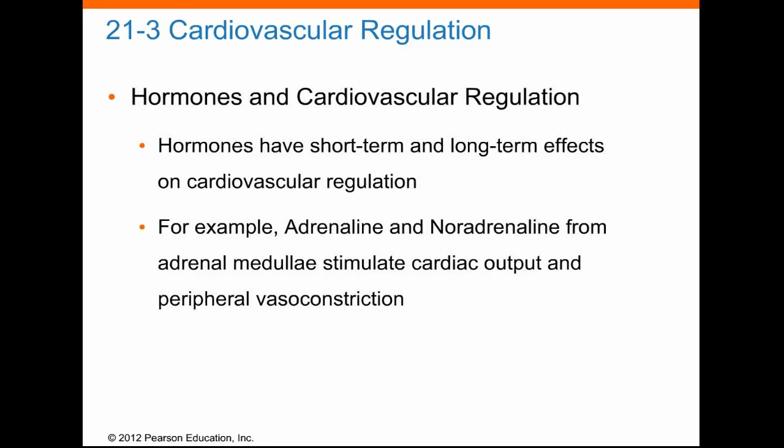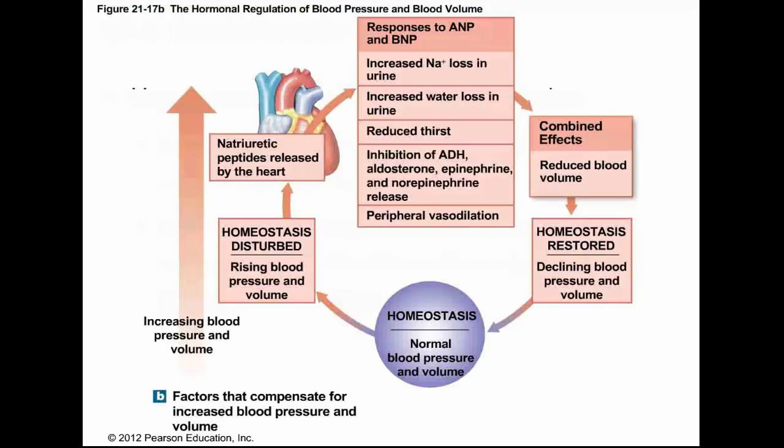So, hormones and cardiovascular regulation. Hormones have short-term and long-term effects on cardiovascular regulation. For example, adrenaline and noradrenaline are secreted from an area above the kidneys called the adrenal medulla, and this stimulates cardiac output and peripheral vasoconstriction. But there's a limit to how much adrenaline can be secreted.